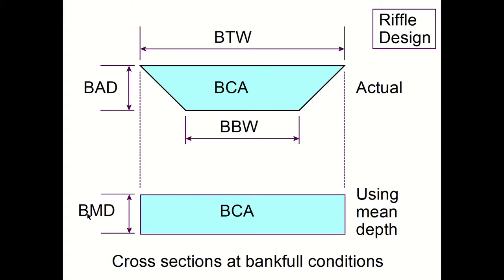So when they use the mean depth, they take the trapezoidal riffle cross-section and make that into an equivalent rectangular area having the same top width and the same cross-sectional area. But you can see the bankful mean depth will be less than the bankful actual depth.